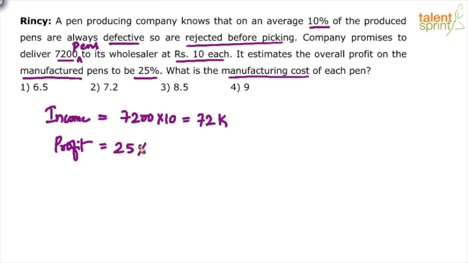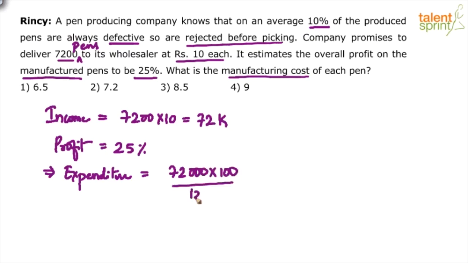So can you tell me what is the cost? What is the expenditure? You know the income and you know the profit. Can you find out the expenditure? Yes. Expenditure will be 72,000 into 100 by 125. I mean, you know this basic calculation. Income is like selling price, expenditure is like cost price. So selling price is always 125%. So 72,000 by 125% into 100% because we are trying to find out the cost price, which is the expenditure. I hope all of you know this equation very well.